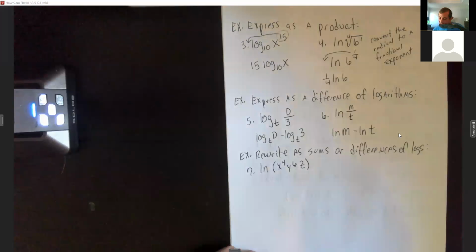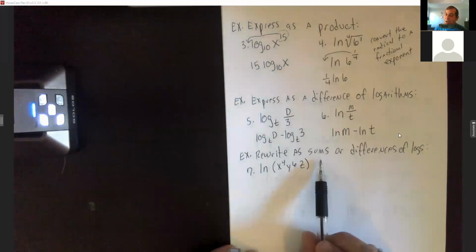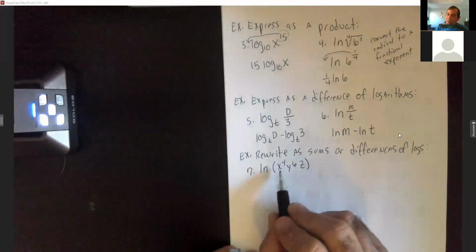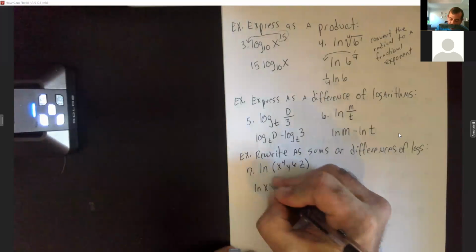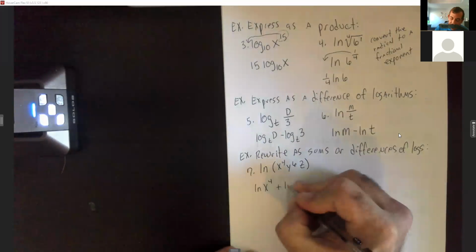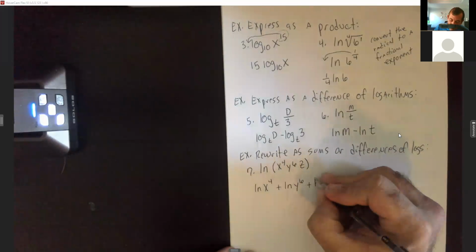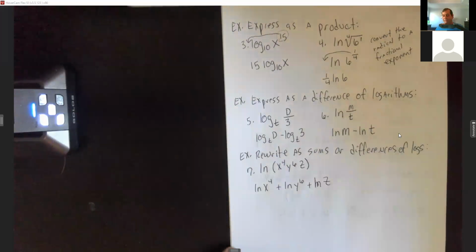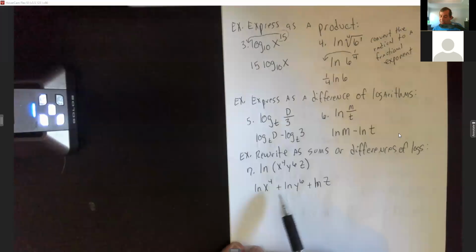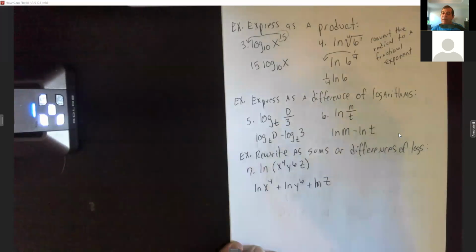So the first thing we would do, since these are all being multiplied, we would rewrite these as a sum. So you got 3 factors, so you're going to have 3 terms. You're going to have an ln of x to the 4th plus an ln of y to the 6th plus a ln of z. So we've rewritten it as our sums, so there'll be no differences on this because I didn't have no dividing going on. But there is one more thing I need to do to this.